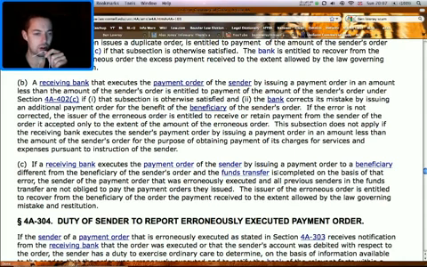This subsection does not apply if the receiving bank executes the sender's payment order by issuing a payment order in an amount less than the amount of the sender's order for the purpose of obtaining payment of its charges for services and expenses pursuant to instruction of the sender.